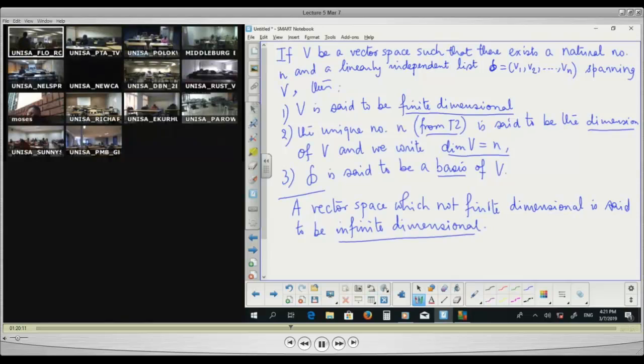So for instance, R1 is generated by any non-zero element, so the dimension of R1 is 1. Okay? (0, 1) and (1, 0), this pair generates R2. So the dimension of R2 is 2. Similarly, the dimension of R3 is 3. Okay? The dimension of Rn is n.